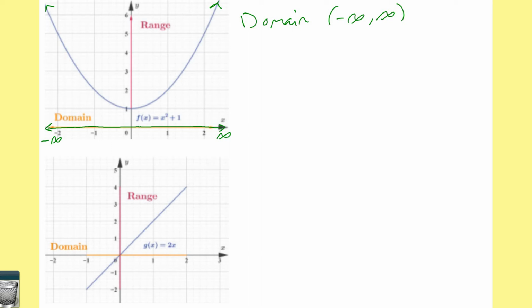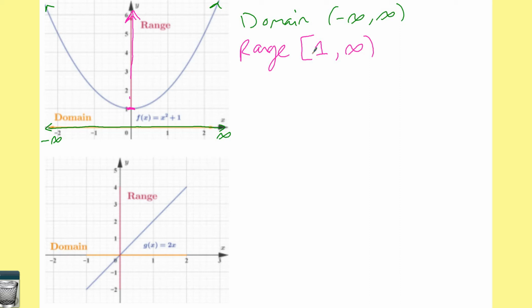Now for the range, I can do that in pink. Here we're going to look along the y-axis. We don't go down forever. There's a cutoff point. Our function's not going to go below here. So it's going from 1 and it keeps going up. Since my parabola keeps going up, my range is going to go from 1 to positive infinity. Parentheses there. Since it's actually at 1, I'm going to put a bracket there.